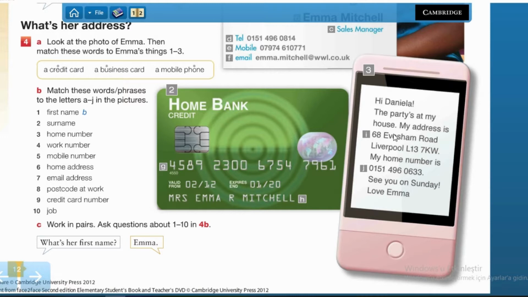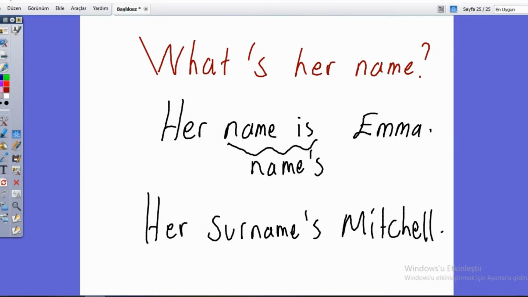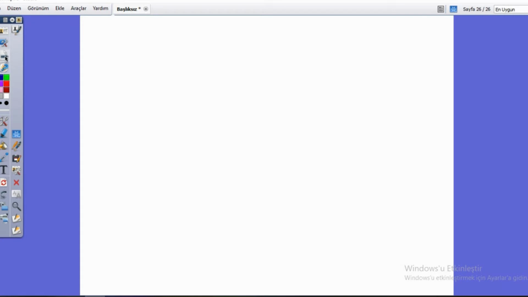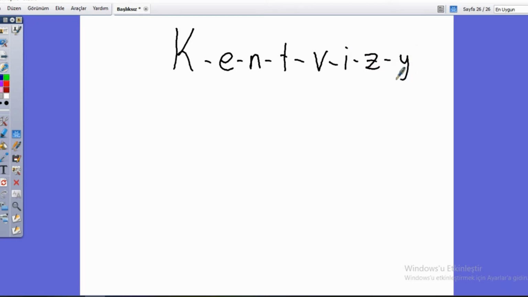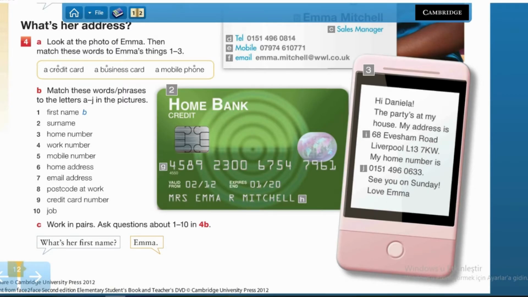Your home address. My home address is Kent Vision. Excuse me, how do you spell Kent Vision? So I spell it Kent Vision. Maybe the person taking the notes cannot understand, so you spell it: K-E-N-T-V-I-Z-Y-O-N. And what's your email address?